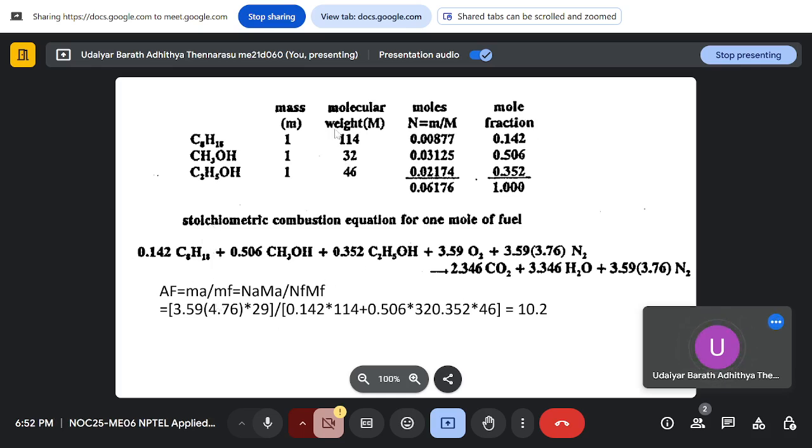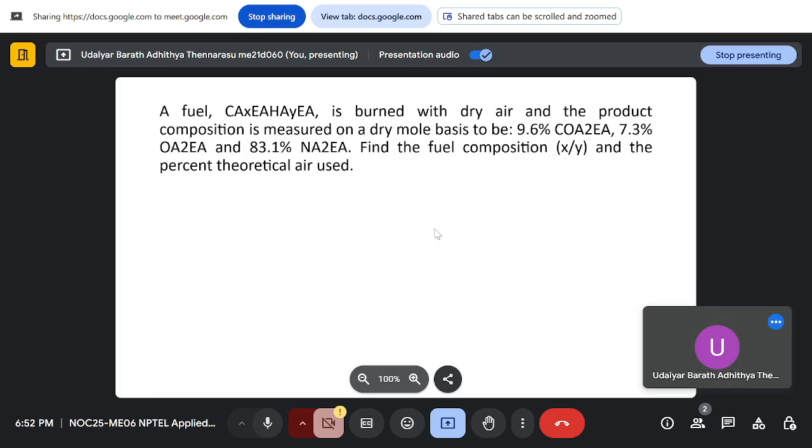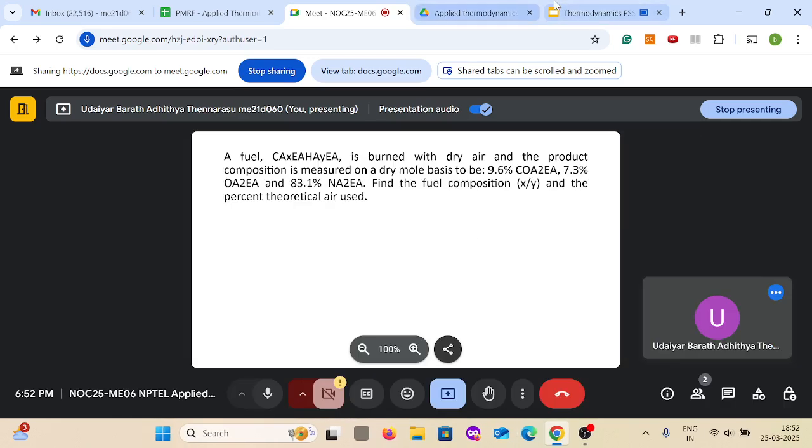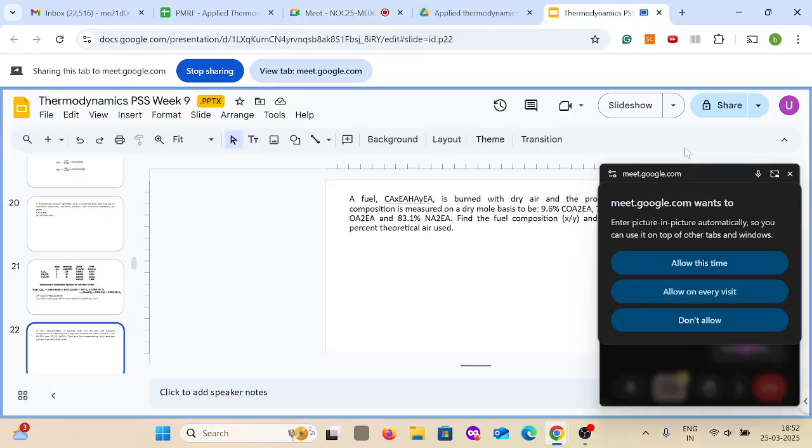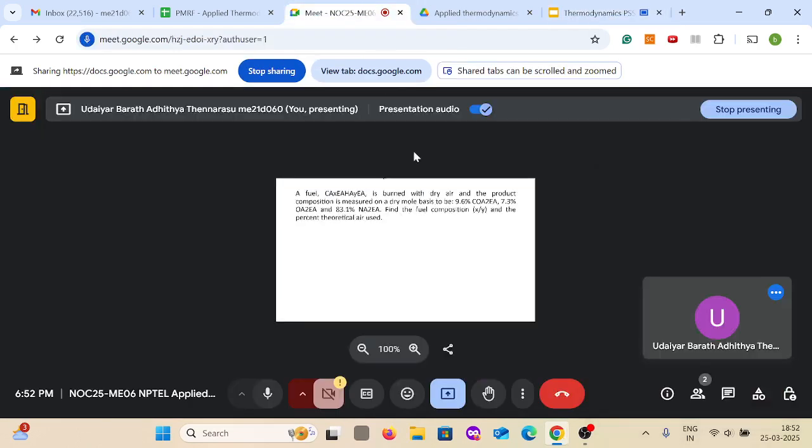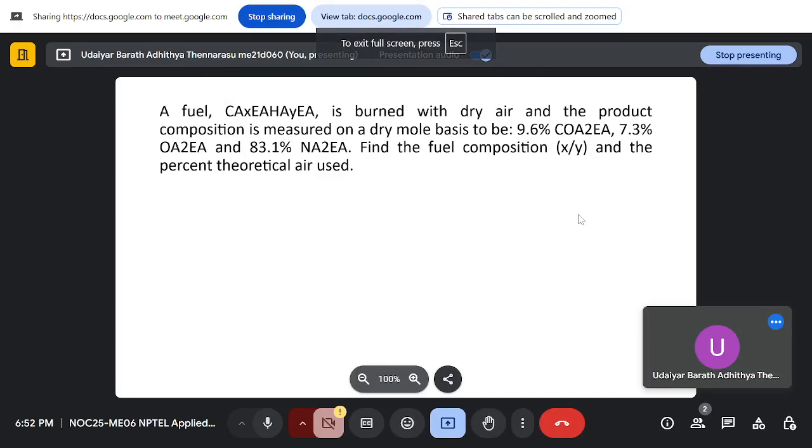So molar mass is the molar mass of each component times its mole fraction. So 0.142 into octane molar mass, which is 114, plus 0.506 into 32 plus 0.352 into 46. So this will give you the air fuel ratio as 10.2. So next is fuel.